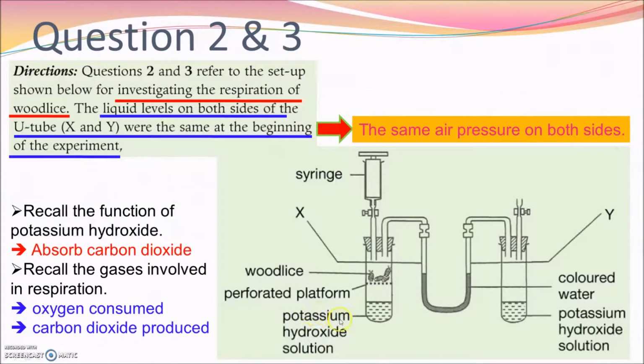And remember, we have potassium hydroxide in the boiling tube, so that means the carbon dioxide will be absorbed in the potassium hydroxide solution later on.